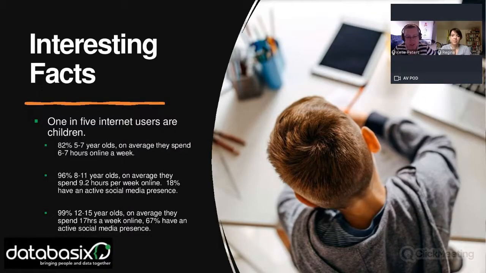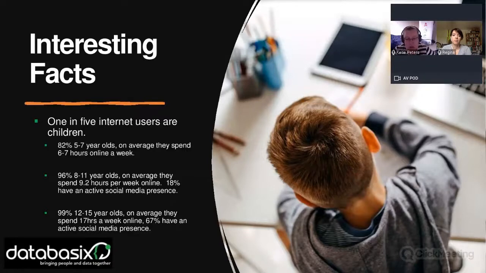So let's start off with some interesting facts because, you know, I'm a data nerd. I always like a few facts to kick off any session. So I was looking at the Information Commissioner's website to get an insight in terms of children and access to the internet and what was really triggering this code. And what their infographic says on the ICO website is 1 in 5 internet users are children. 82% of 5 to 7-year-olds have access to the internet and spend 6 to 7 hours online a week, which I thought was quite staggering.